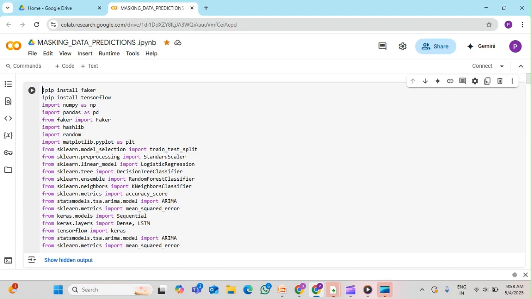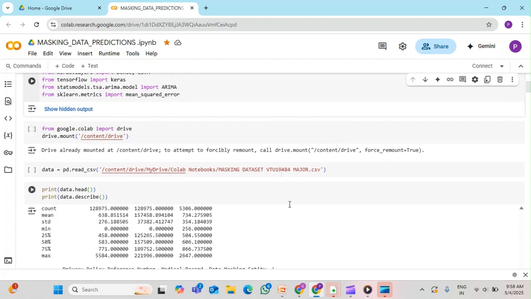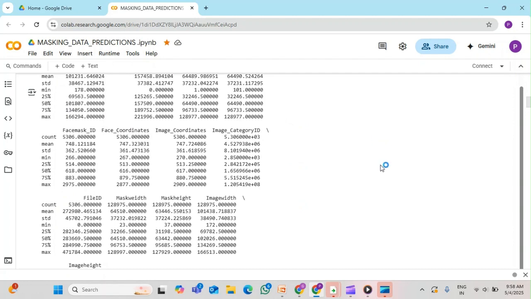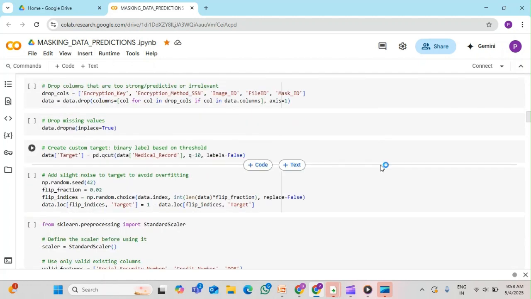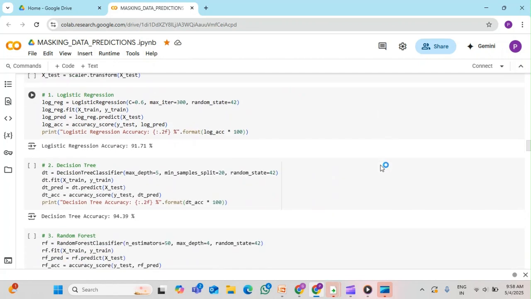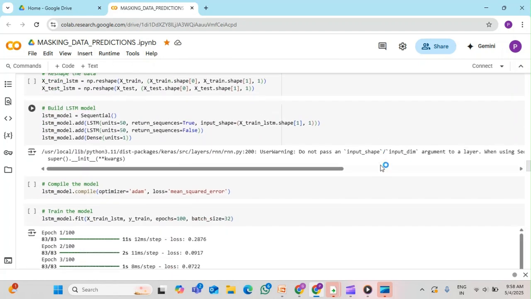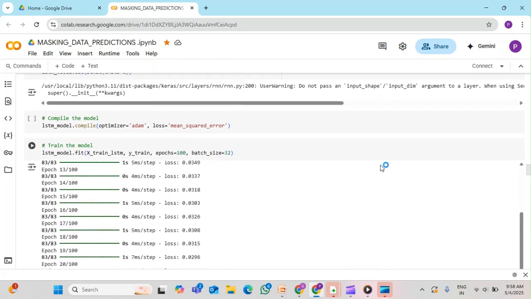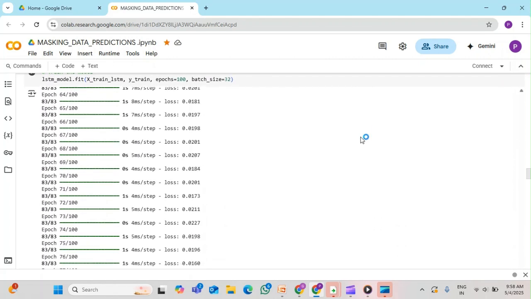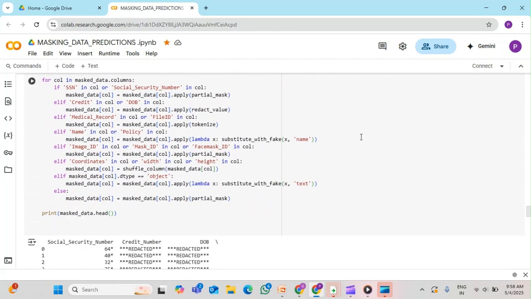I have imported all the necessary libraries and then loaded the data set. Here is the data set. Here is the accuracy. In total, 100 approaches were run. Here the data is masked.